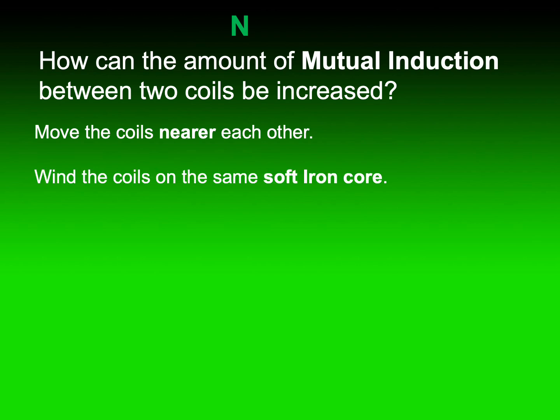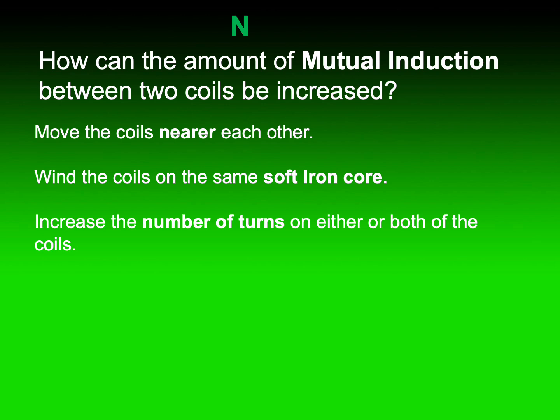If they are wound on the same soft iron core, so we're going to see this concept a little bit in a minute, where the two coils on two separate circuits are related to each other by having a soft iron core shared in the middle of them. And a third one then would be the number of turns. So increasing the number of turns on either or both of the coils.